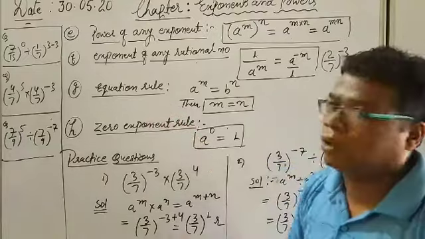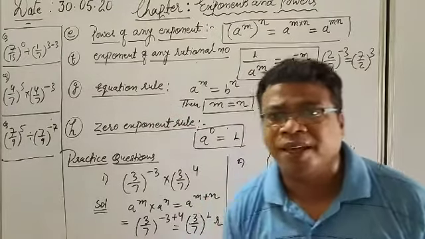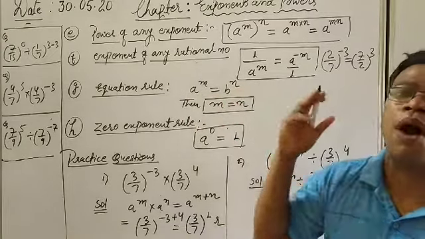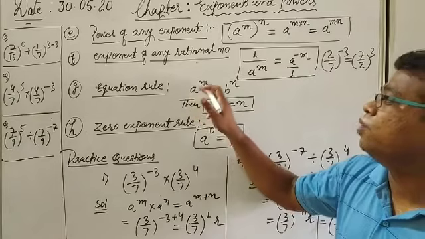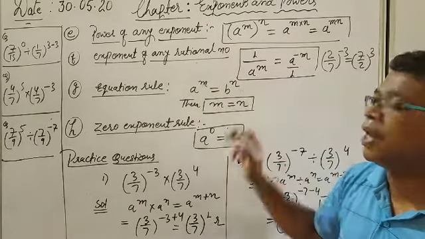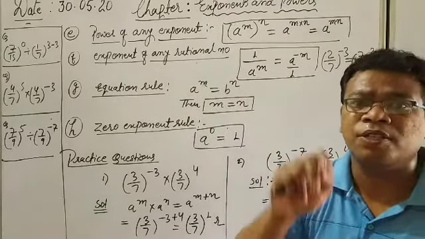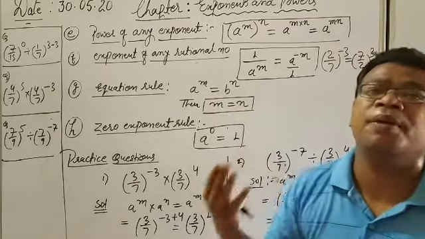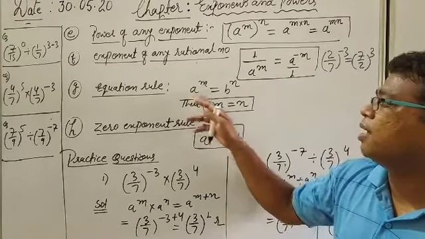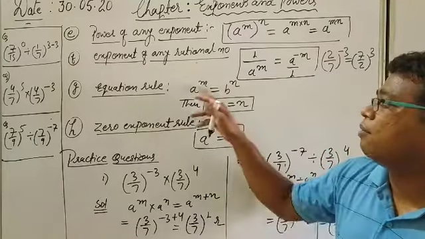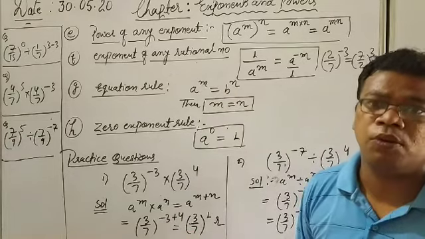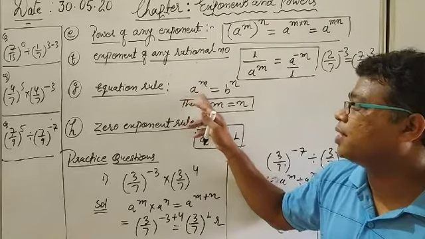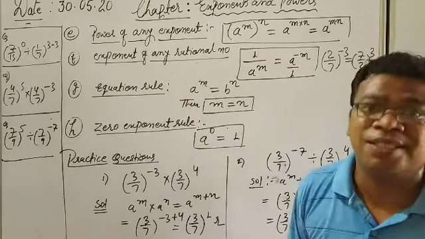Next is the equation rule. What is the meaning of equation? In an equation we know there are 2 sides, the left hand side and the right hand side. Here I have written a to the power m is equal to b to the power n. This means there are 2 exponential terms with different bases, one base is a, another base is b, and their exponents are also different, but they are in equational form. This left hand side is equal to the right hand side.